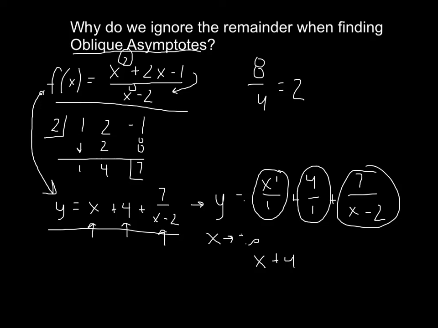Why do we ignore the remainder when trying to find a slant asymptote? Well, let's think about it. If I'm going to positive or negative infinity, the degree of the top is 0, the degree of the bottom is 1. And when the degree of the top is less than the bottom, this will go to 0 as a horizontal asymptote, meaning this whole term is going to 0. That is why we ignore the remainder when looking at a slant asymptote.